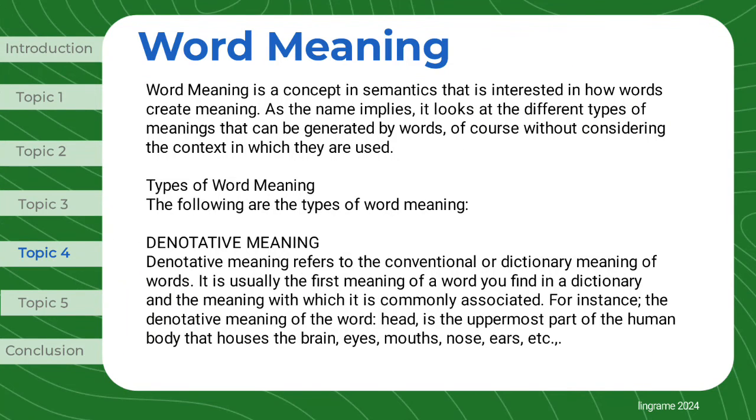Word meaning. Word meaning is a concept in semantics that is interested in how words create meaning. As the name implies, it looks at the different types of meanings that can be generated by words, of course without considering the context in which they are used.